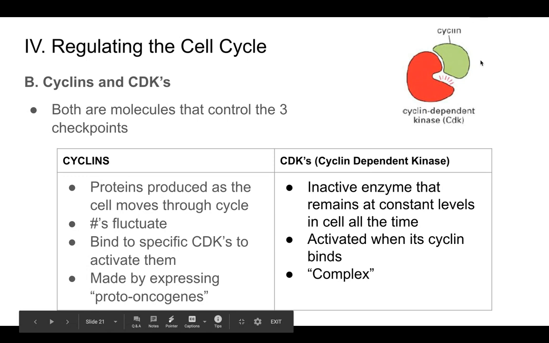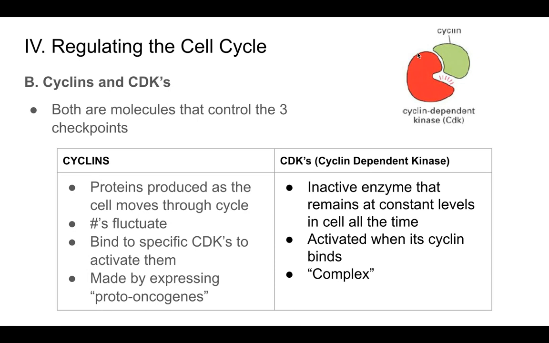This is a picture of a little cyclin right here. Here is that cyclin's kinase. Remember, kinase is an enzyme. The end of the word, -ase, tells us that it's an enzyme. So here is a kinase enzyme that needs to become active before it can go about doing its job. It becomes active when its specific cyclin binds to it. Once it is activated by its cyclin, we refer to this entire thing as a complex.